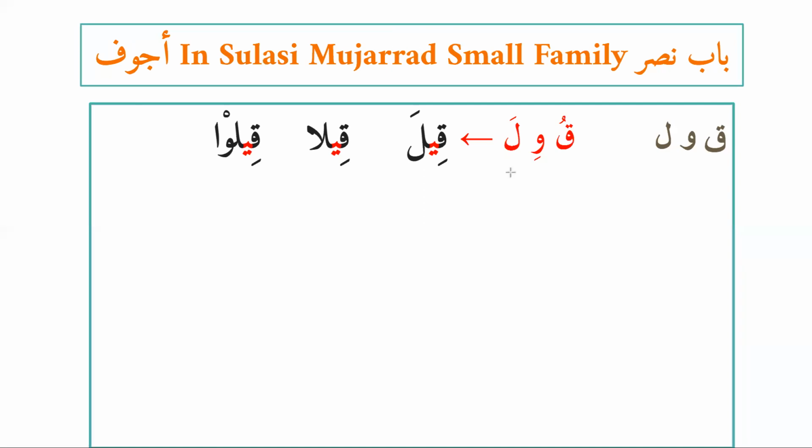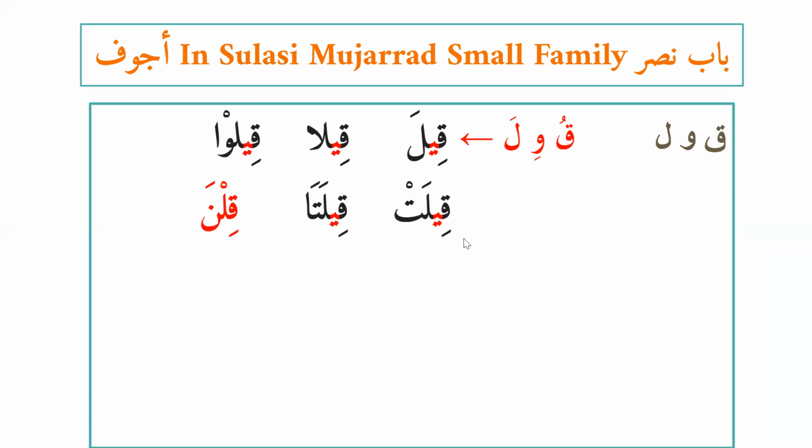So instead of quwila, we drop the vowel, and this kasra goes back to the previous letter. So it becomes qila. So huwa qila, huma qila, hum qilu. He was told, they both were told, they all were told. Because this is a passive form.